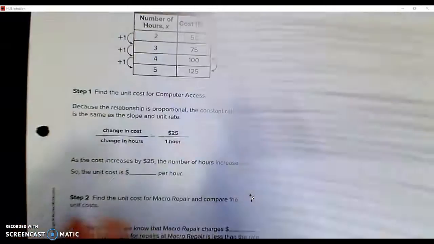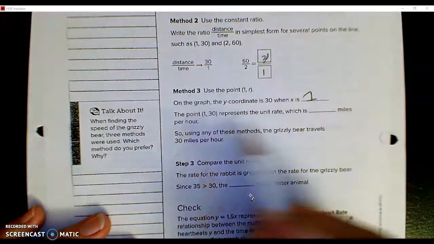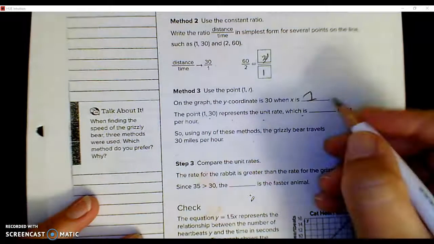Okay, that makes sense. Oh, x is 1. Did I say that out loud or in my head? Yeah, I said that in my head. Okay. The 0.130 represents the unit rate, which is 30 miles per hour.